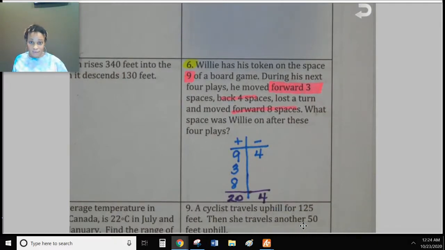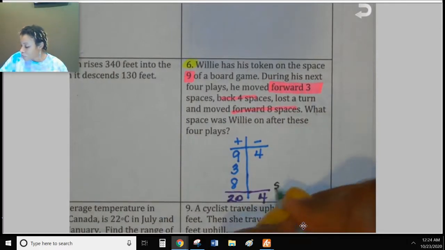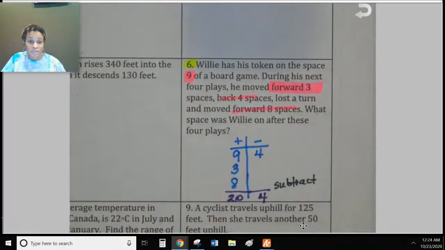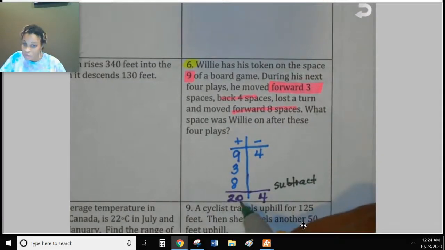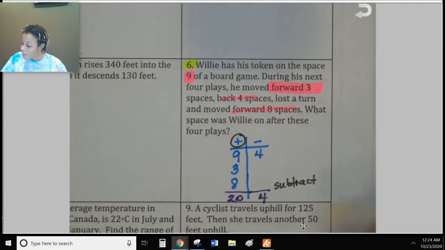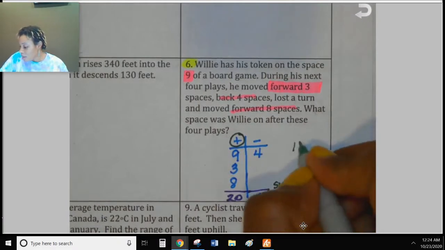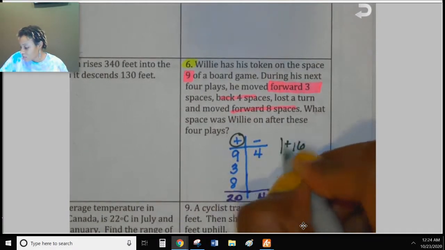So the next thing you need to know is if you have numbers on both sides, you subtract those numbers and you're going to take the sign of the larger number. So first of all, the larger number is 20. So my answer is going to be positive. And then I need to subtract. 20 minus 4 is going to give me 16. And it's going to be a positive 16.